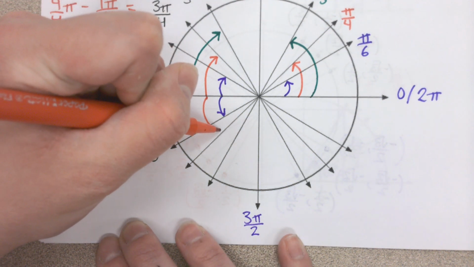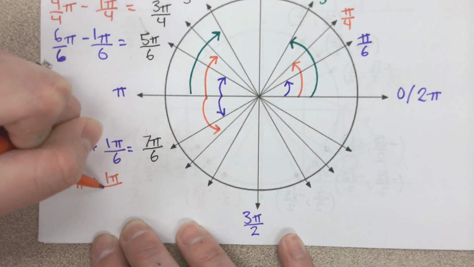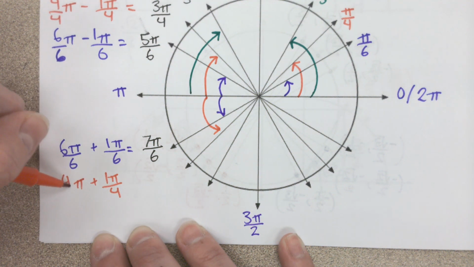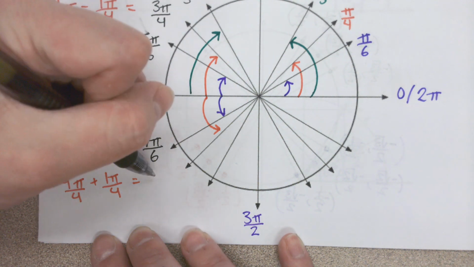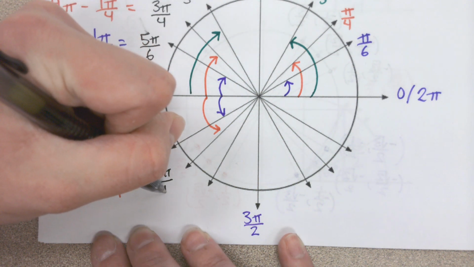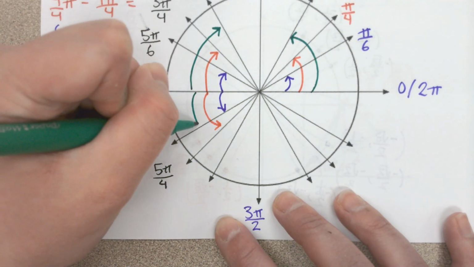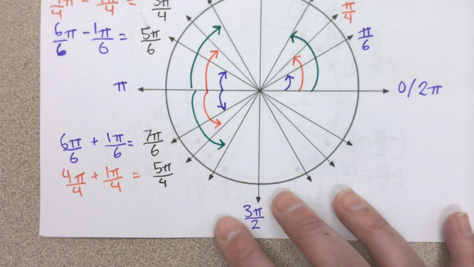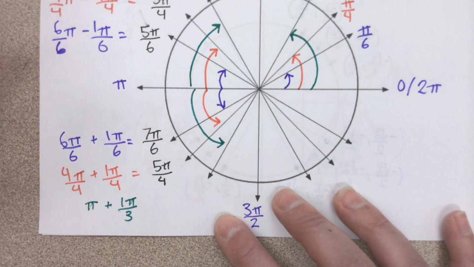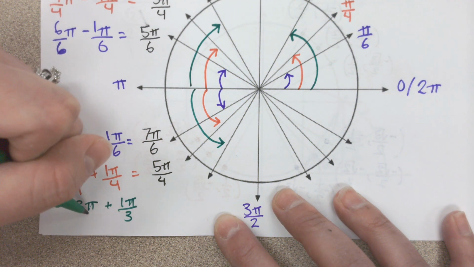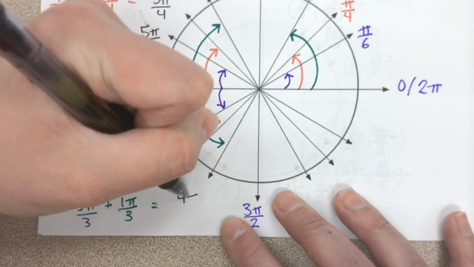45 degrees, pi over 4. So this is pi plus 1 pi over 4. So this is 4 pi over 4, giving us 5 pi over 4. One more time. This is 60 degrees, pi over 3. So pi plus 1 pi over 3. So this is 3 pi over 3, which gives us 4 pi over 3.